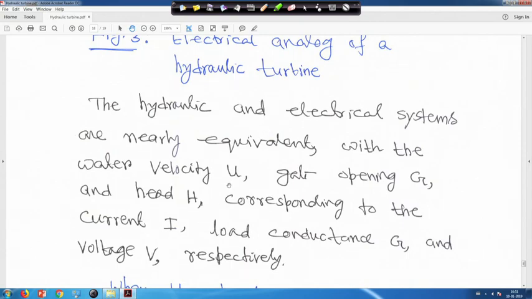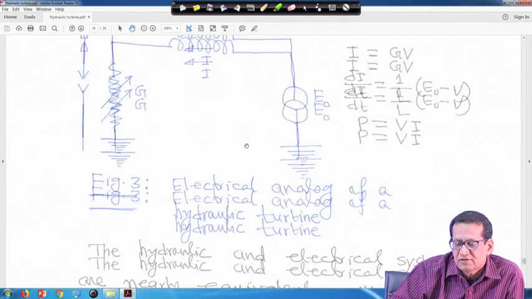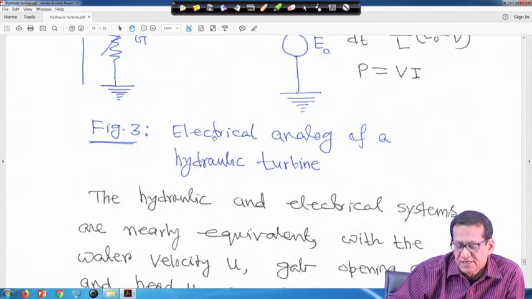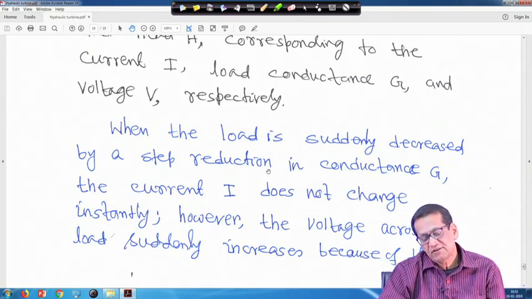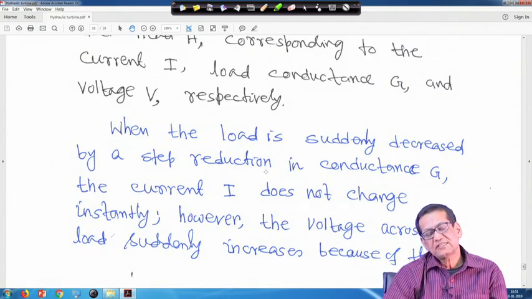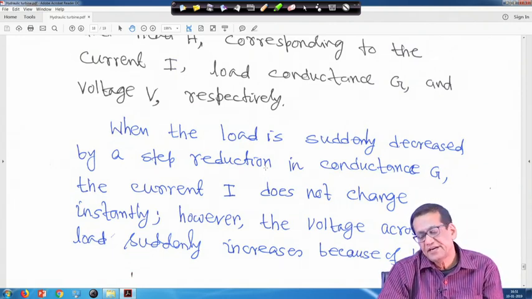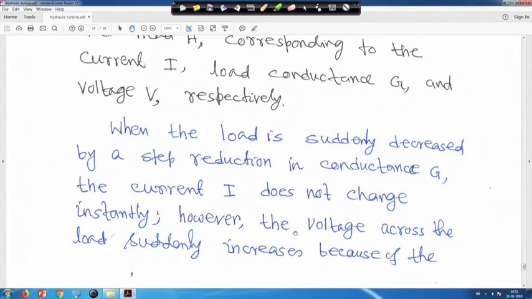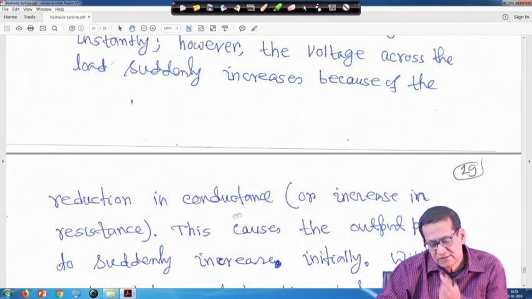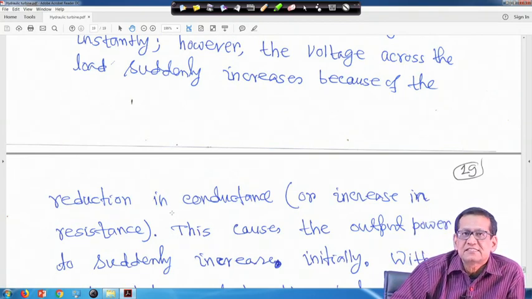So, they are analogous to each other when we make this circuit, right. When the load is suddenly decreased by a step reduction in conductance G, which means R is increasing, the current I does not change instantly, right. However, the voltage across the load suddenly increases because of the reduction in conductance, or increase in the resistance, right.